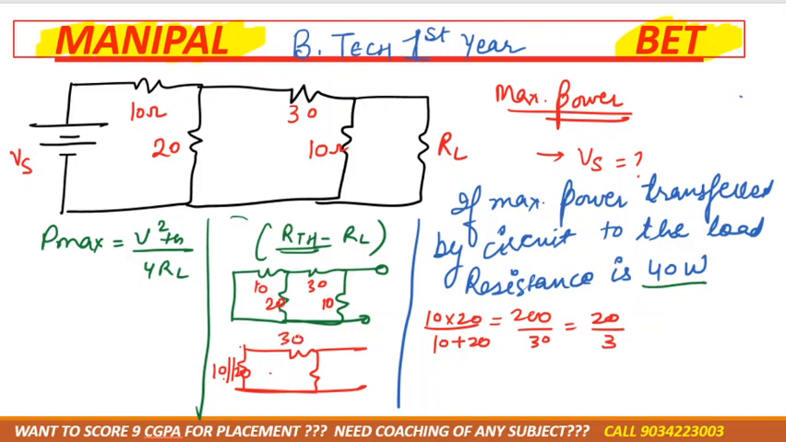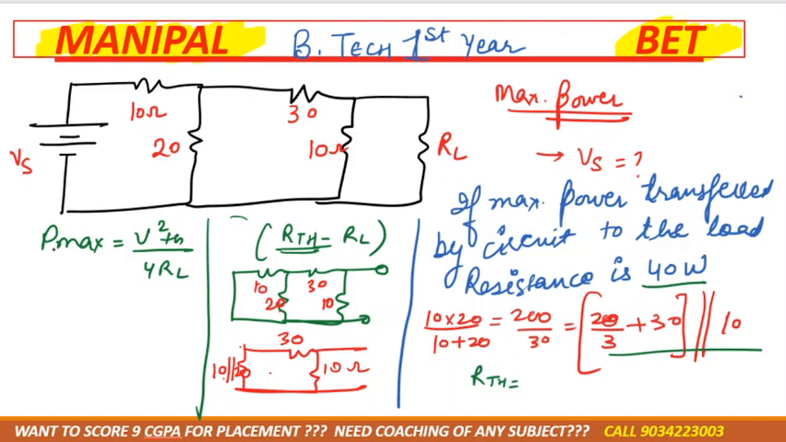20 by 3 is in series with 30, right? 20 by 3 is in series with 30. That would be parallel with the 10 ohm, correct? That would be parallel with the 10 ohm. So this is how, after solving, we'll get RTH.